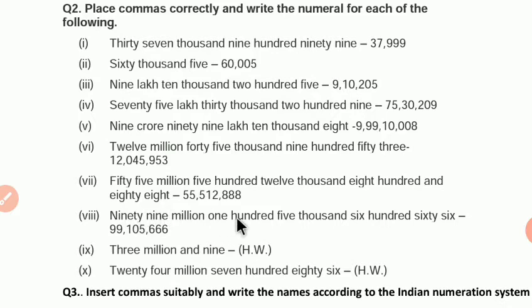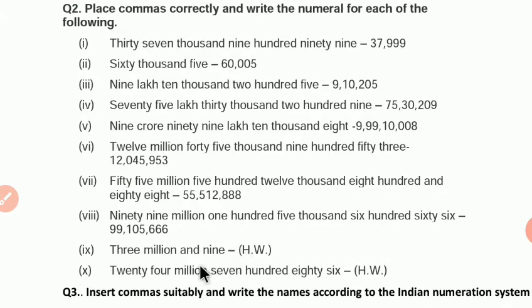Next one, 99,105,666. 99. Then 105 means 105. 666 means 6, 6 and 6. Again it is given in million. It means international system. So according to the international system, 3 digits from the right. So 1, 2, 3, 1, 2, 3 and 1, 2.